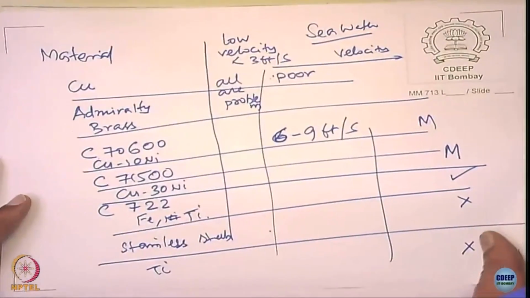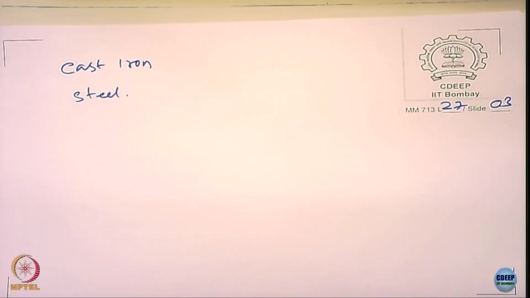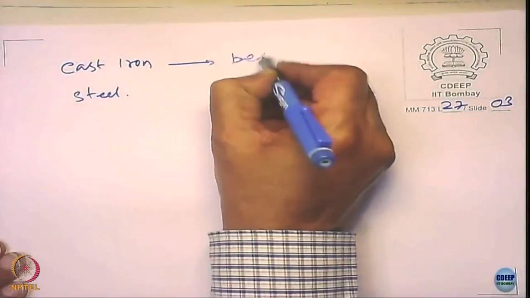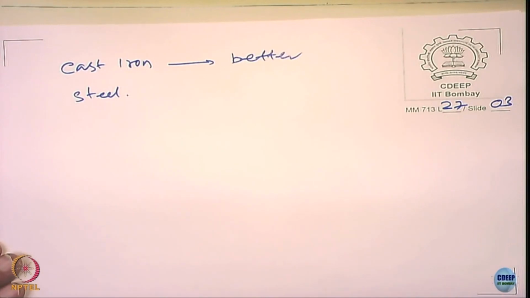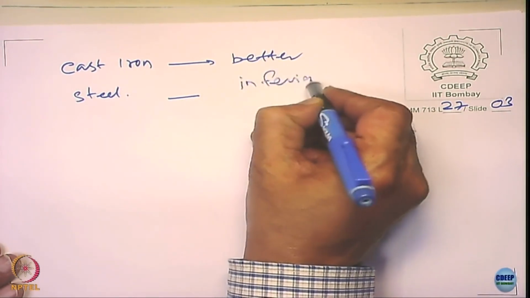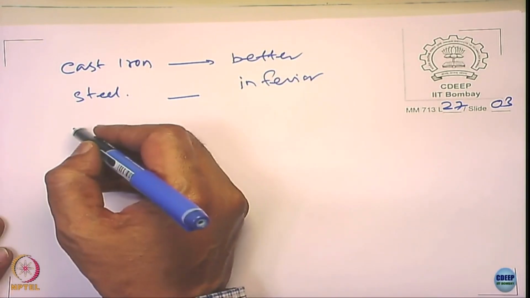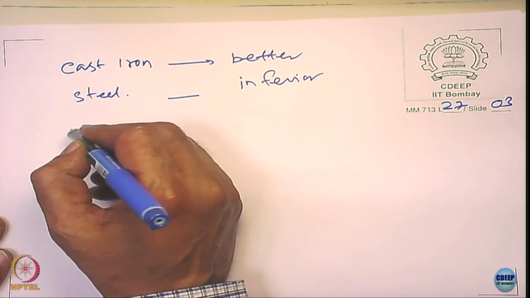But the same logic, if you look at a cast iron and steel, so which one do you think will be better from the erosion corrosion point of view? Okay, so this is better. This is inferior compared to that. Sometimes the velocity can have beneficial effect, right.